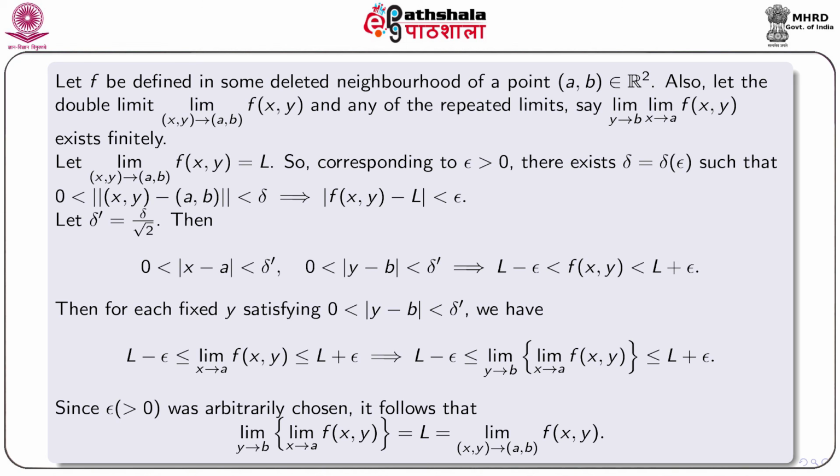So what we have is L minus epsilon less than or equal to the limit as y tends to b of the limit as x tends to a of f(x, y), less than or equal to L plus epsilon. Since epsilon was arbitrarily chosen, we find that the repeated limit, the limit as y tending to b of the limit as x tending to a of f(x, y), exists and equals the double limit L. Similarly, we can prove that the other repeated limit also exists and is also equal to L.